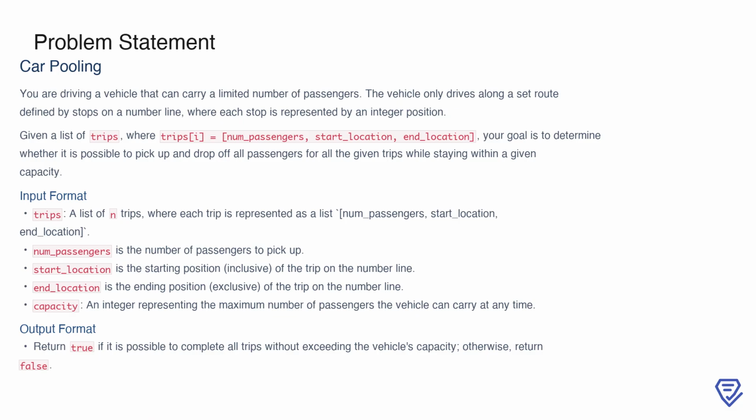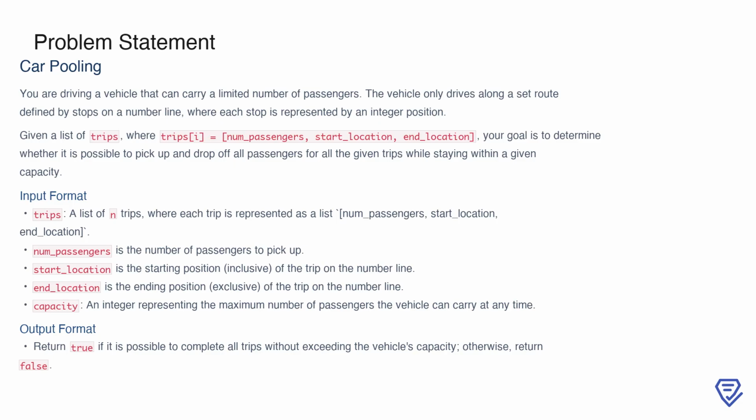The problem involves a vehicle that drives along a fixed route represented as a number line. The route includes specific stops, each denoted by an integer position. You are given a list of trips, where each trip specifies the number of passengers, the start location, and the end location. The goal is to determine if it's possible to pick up and drop off all passengers for all trips without exceeding the vehicle's maximum passenger capacity at any point.